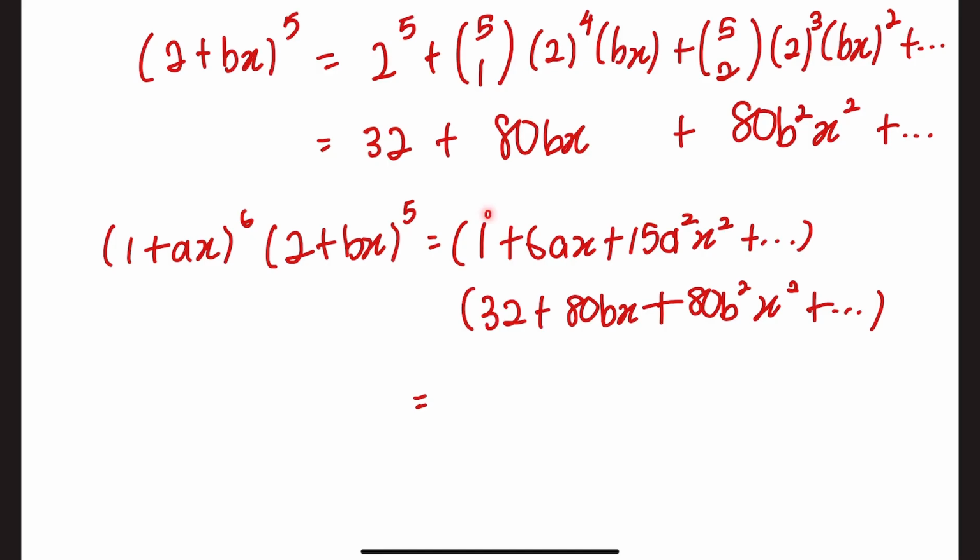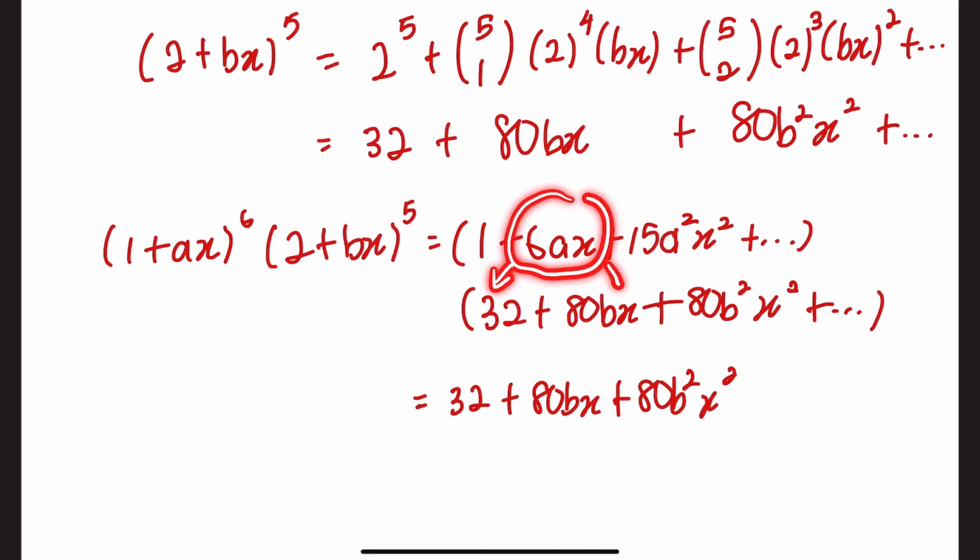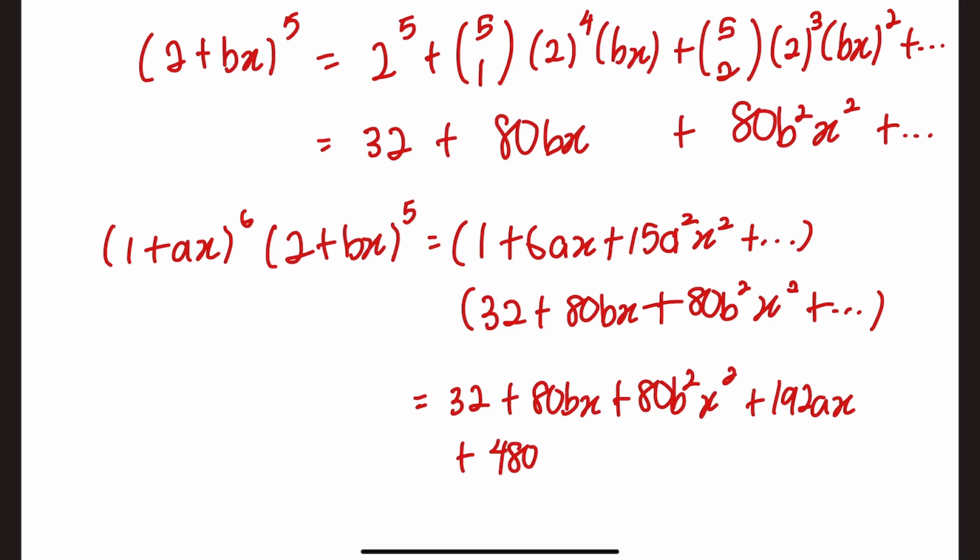So over here, this 1 will multiply to these 3 terms first. Okay, so therefore this will give me 32 plus 80bx plus 80b square x square. Then next term here, 6ax will multiply to 32 and to 80bx, because these 2 terms will give me up to the x square term. Okay, so this will give me plus 192ax plus 480abx square. Then the last one, 15a square x square multiplied to 32. Don't need to multiply to the rest because the x power will be more than 2 already. The last one is plus 480a square x square plus dot dot dot.